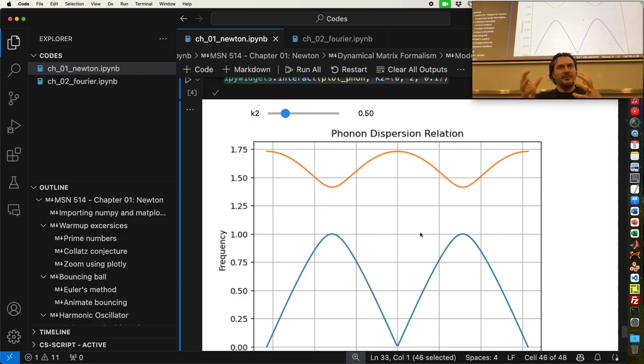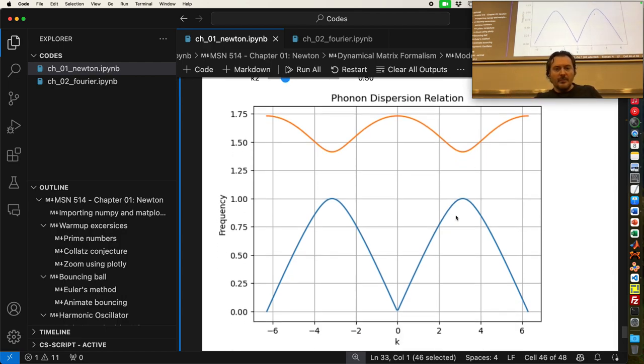The phonon calculation, the phonon dispersion relation, is my most important plot in my career. Do you remember that phonon plot? I don't know if we can pull it out now, but there are lots of things that you can learn from phonon plots. For example, there are always modes that go to zero when k goes to zero.